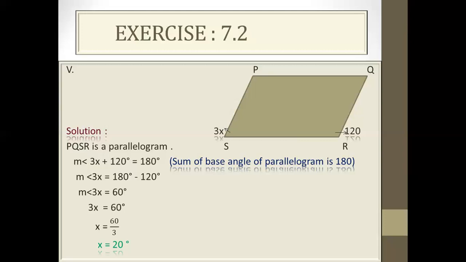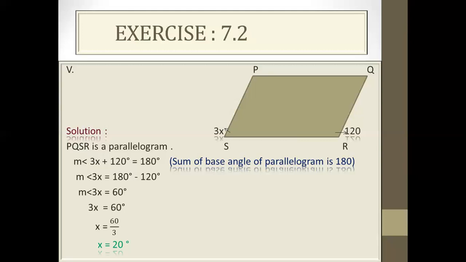Supplementary means when we add two angles, the sum is 180. So they are base angles and also the consecutive angles of the parallelogram. So angle S plus angle R is equal to 180 degrees. Angle S is 3x and angle R is 120. So we write 3x plus 120 is equal to 180.